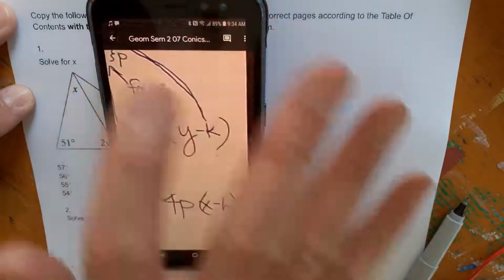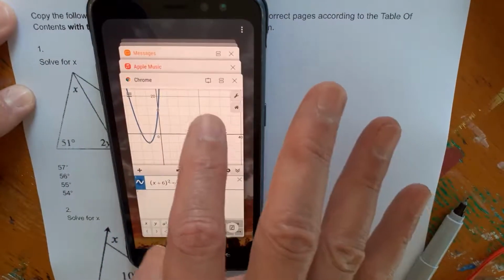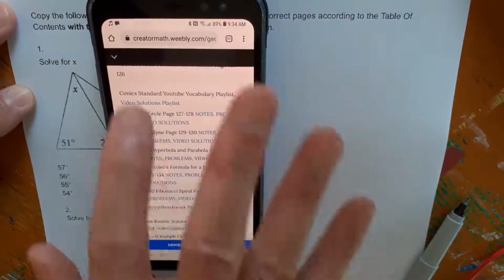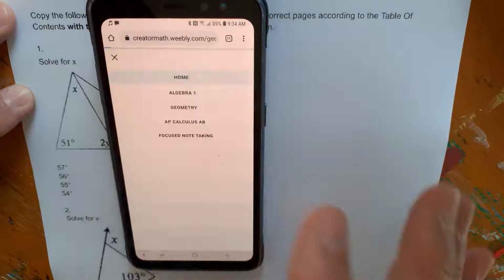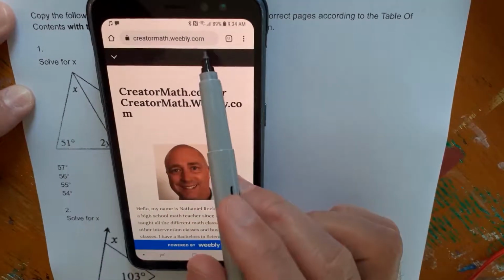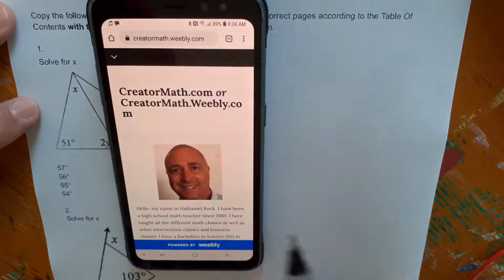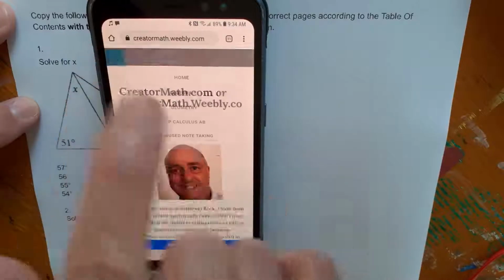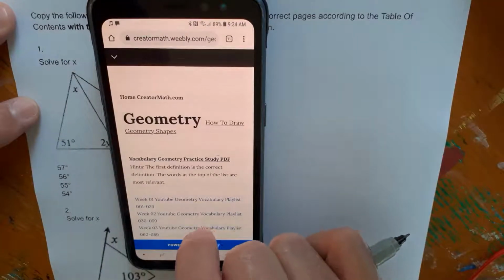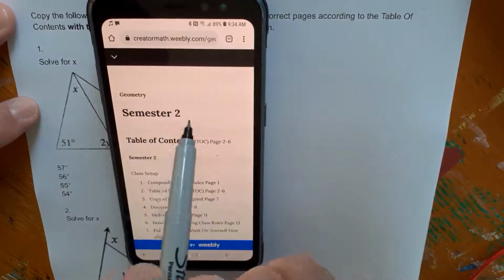Put this up here so it can be seen. Let's go here. There we go. So remember, creatormath.com or creatormath.weebly.com looks like this. Here's the address in your URL or into Google. No spaces. .weebly.com will get you there. Also, hopefully, you're going to Geometry tab. You're looking for Angles Review Unit. So scroll down past the vocabulary. Go to the table of contents for Semester 2.